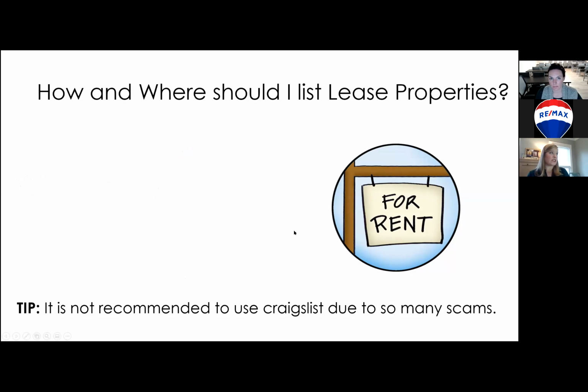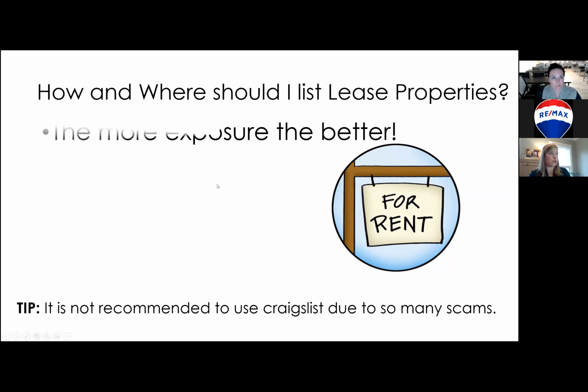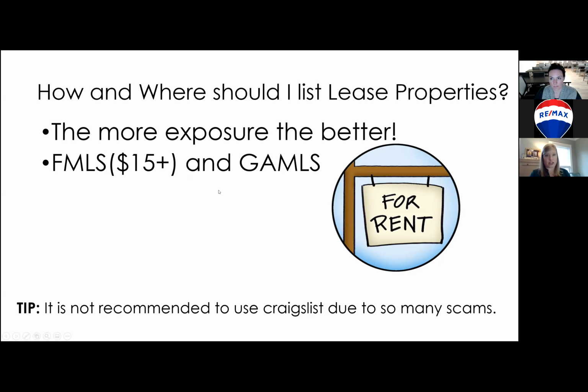Okay. So the next slide, how and where should I list these properties? This is a great question. The majority of you should be using Georgia MLS, FMLS. The more exposure, definitely the better. The one thing about FMLS is it has a fee structure. It starts at $15, and it depends on the monthly rental amount.